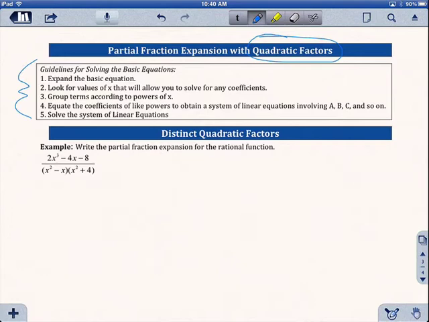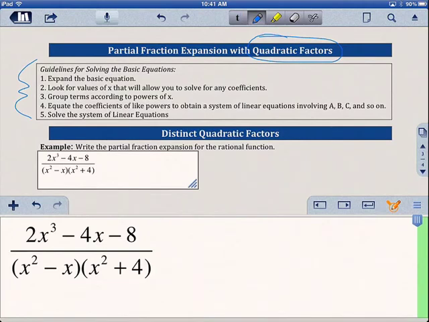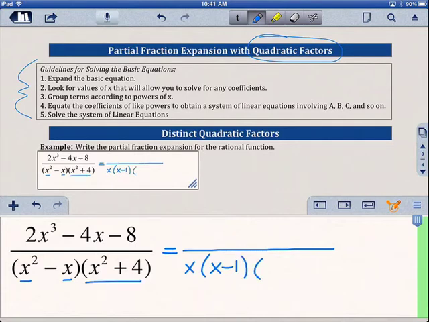All right, so in this first example, all we want to be able to do is write the partial fraction expansion for the rational function. So notice we're not integrating here, we just want to expand this rational function. Okay, so the first thing we always want to do in expanding the basic equation is factoring the denominator. So here you can see we can take out an x, and then we'll be left with x minus 1. And sadly, x squared plus 4 is not factorable, so we're just going to leave that x squared plus 4. And we'll rewrite our numerator.